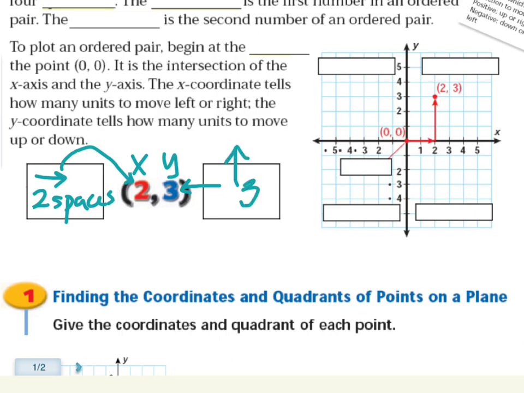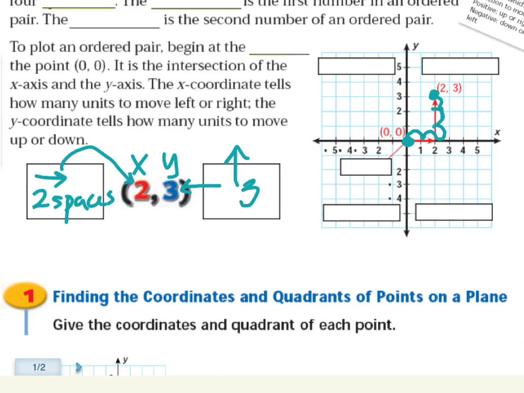So remember, you're going to start at the origin. We're going to go right 2 spaces. Now I want you to count jumps, not lines. So this is 1 jump, 2 jumps. Now we're going to go up 1 jump, 2 jumps, 3 jumps. And we've found our coordinate point 2, 3.